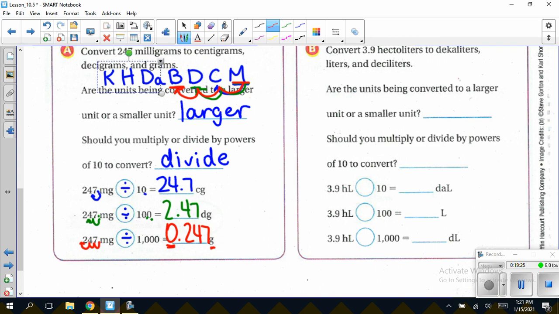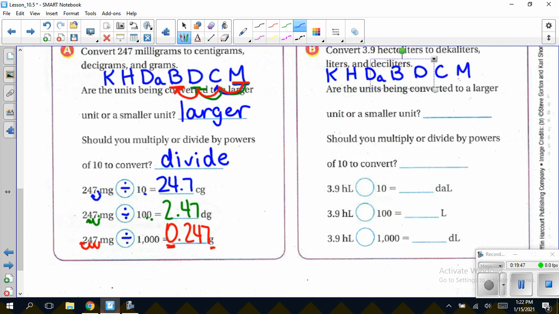Moving on to B, this time they want us to convert 3 9/10 hectoliters to deciliters, liters, and deciliters. So I'm going to write those prefixes again. So King Henry died by drinking chocolate milk.